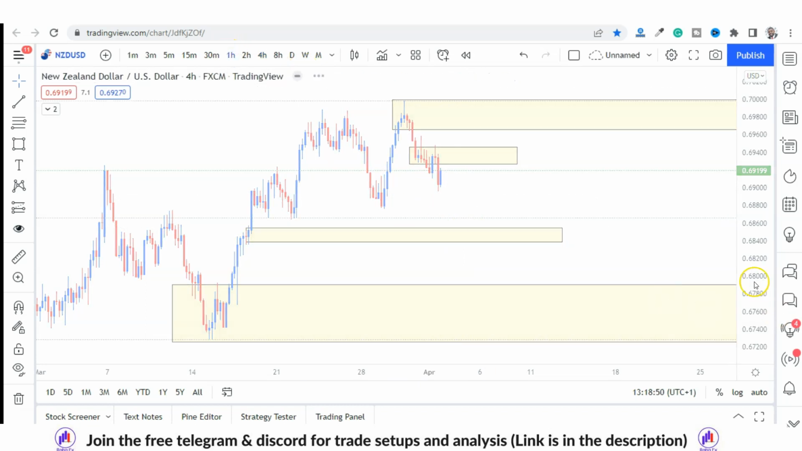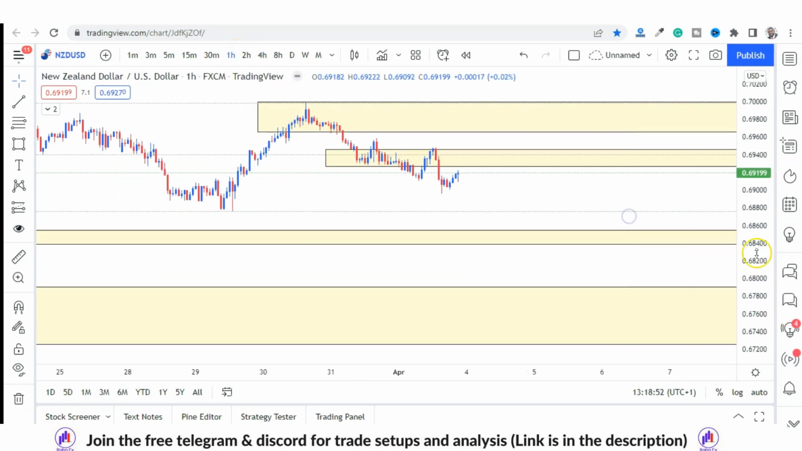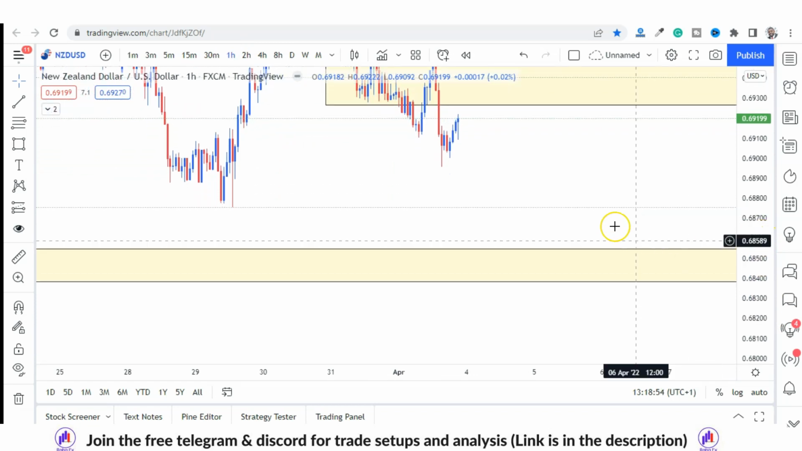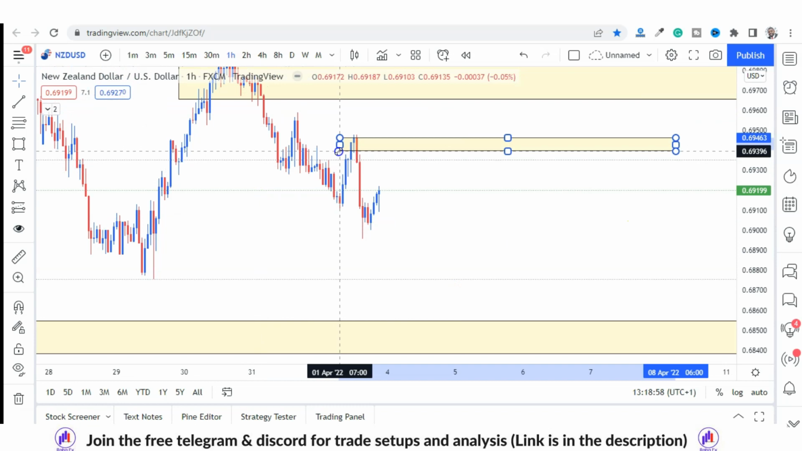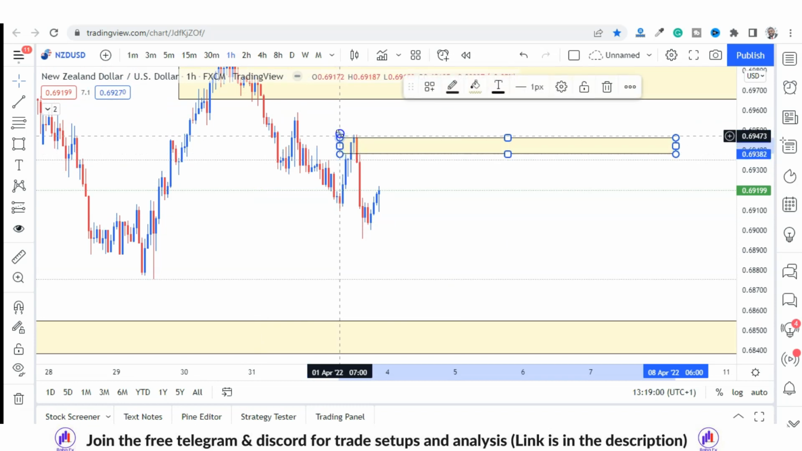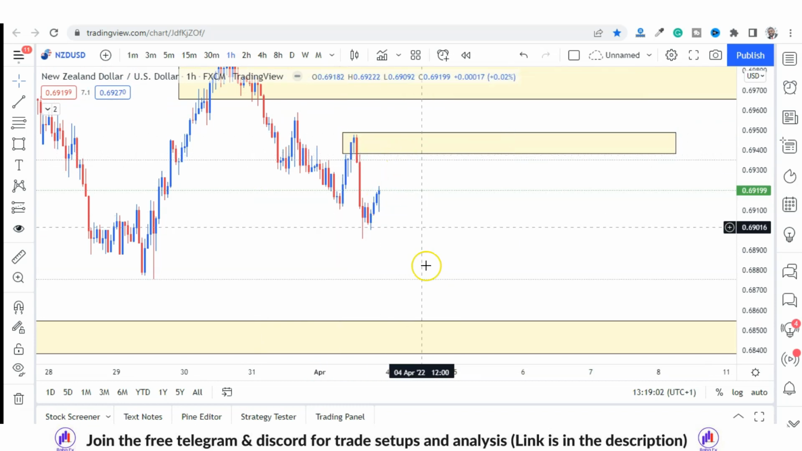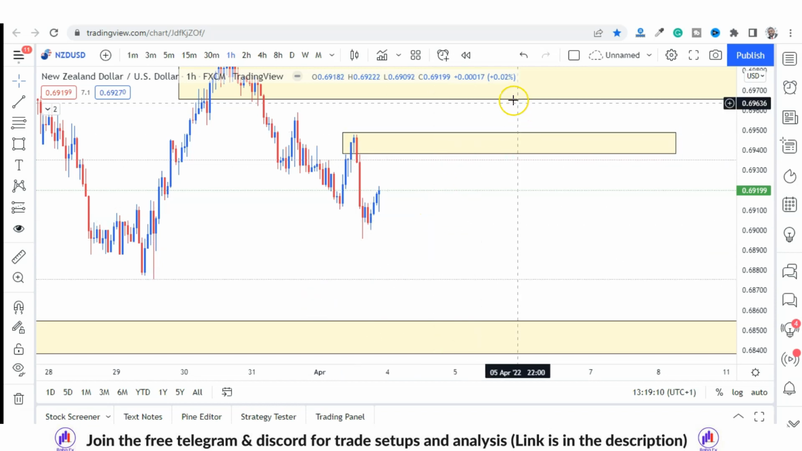And on the 1 hour, what can we see in the 1 hour? Yeah, we can see here. Okay, I will refine this to this. Price trades back in here, I'll be selling. Simple as that. So New Zealand dollar USD is bearish.